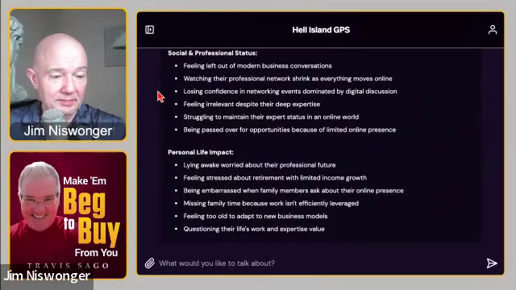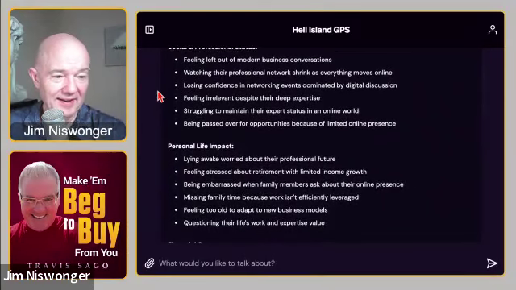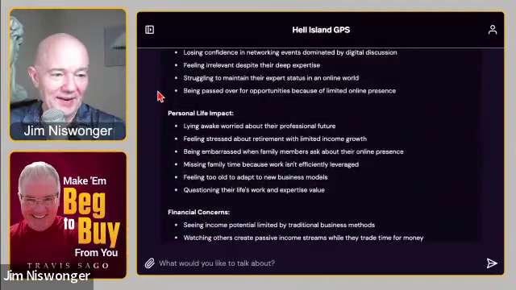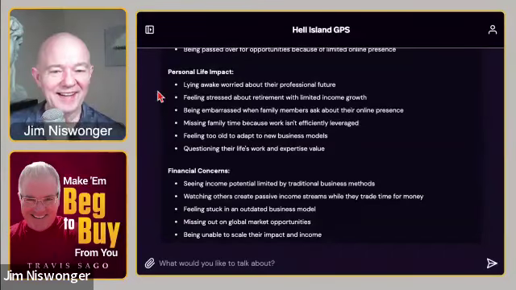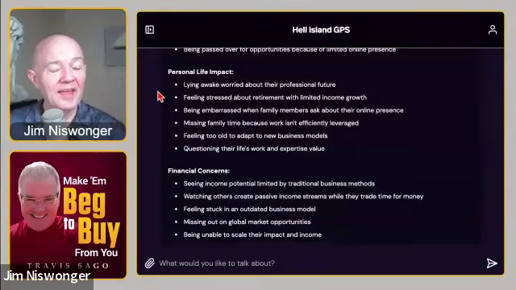And then yeah, personal life impact. Oh man, I can relate to all of those. Number three for me is I've heard it time and time again: been embarrassed when family members ask about their online presence. I was like, well, don't tell me about that. The wife's saying, don't even talk to me about them.